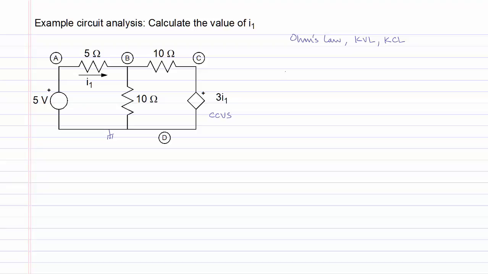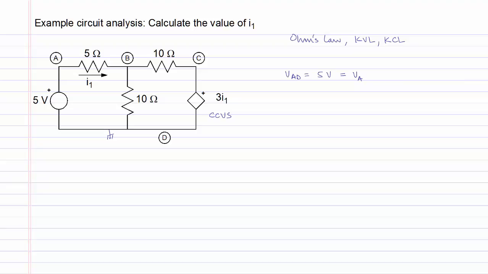Looking at the circuit, we notice that the 5 volt source is connected between nodes A and D, such that the voltage VAD will be equal to the value of the source, which is 5 volts. Since D is the reference node, we will often write the voltage VAD simply as VA, with the understanding that it is measured with respect to node D.